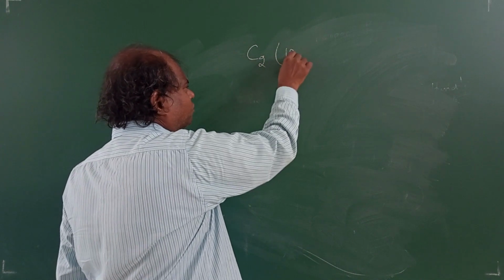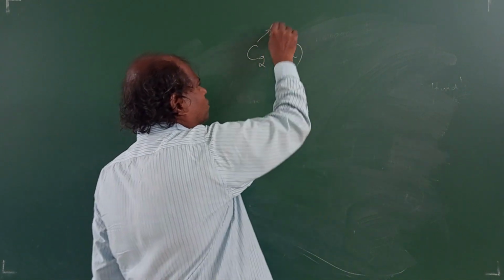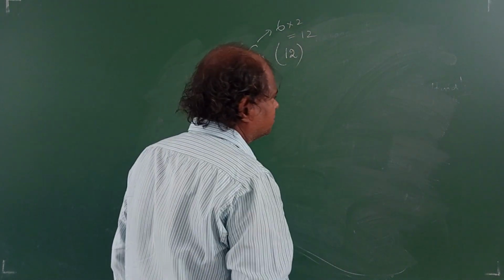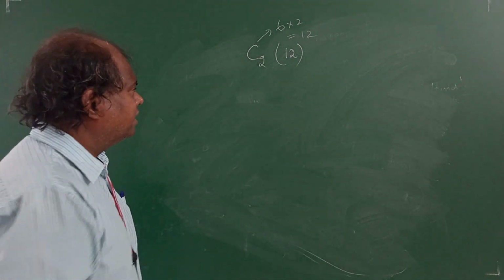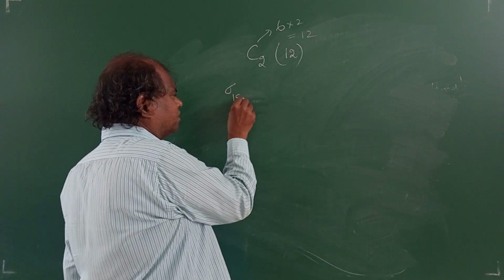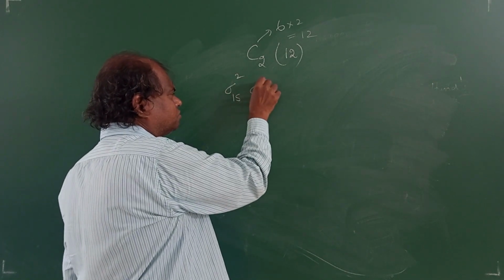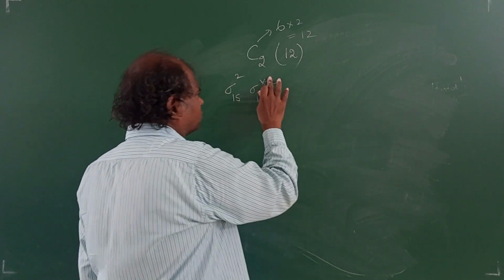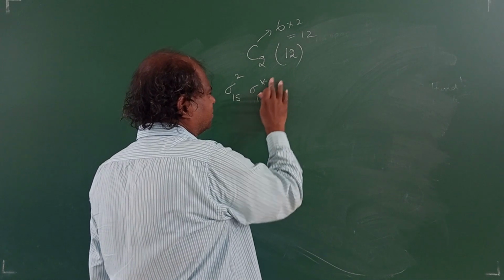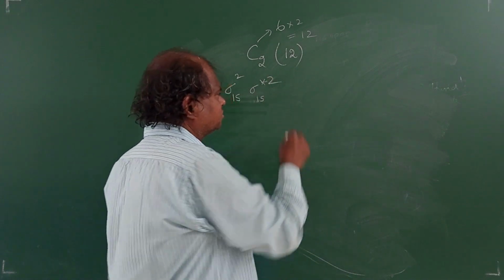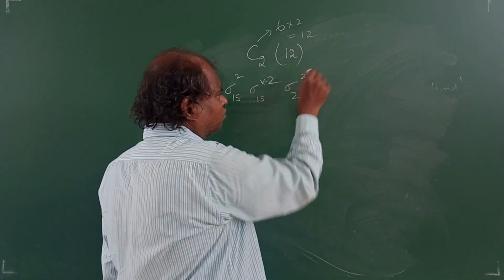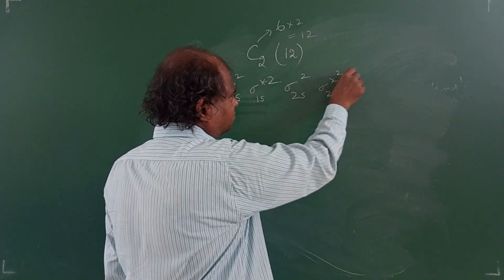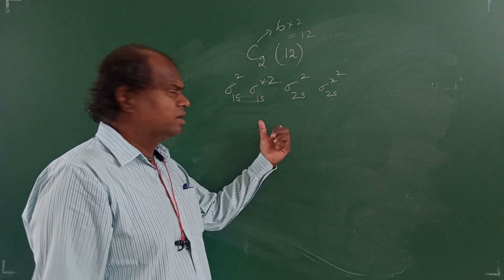Now C2 students will have a total of 12 electrons. How 12? Tell me. One carbon will have 6, so 6 twos are how much? 12, right? 12 electrons, how will you fill? Sigma 1s2, sigma star 1s2 as usual. Sigma star 1s2, sigma 2s2. Getting it? Sigma star 2s2. This two as usual, right?